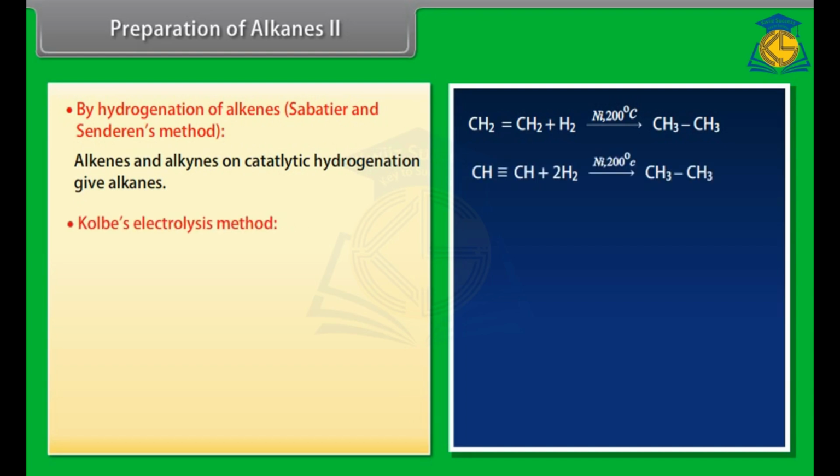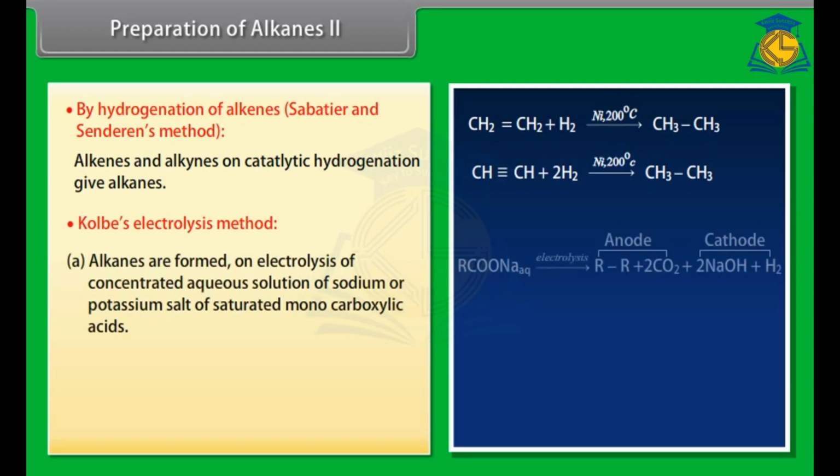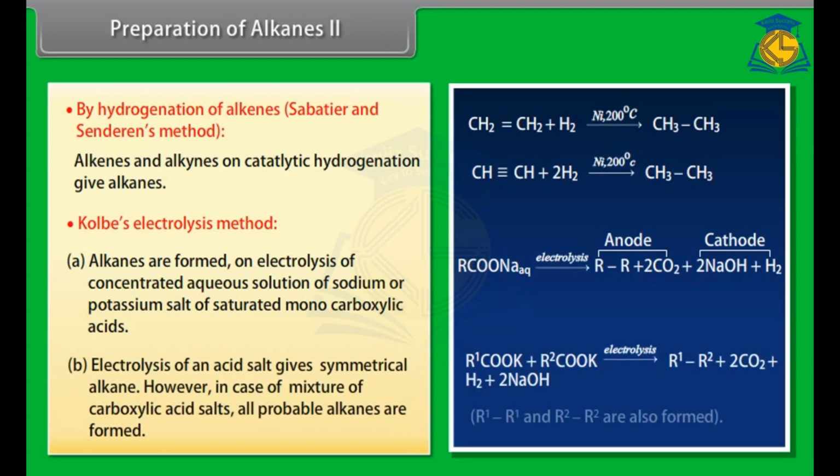Kolbe's electrolysis method. Alkanes are formed on electrolysis of concentrated aqueous solution of sodium or potassium salt of saturated monocarboxylic acids. Electrolysis of an acid salt gives symmetrical alkane. However, in case of a mixture of carboxylic acid salts, all probable alkanes are formed.